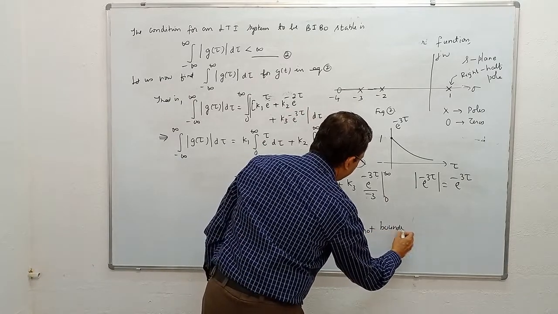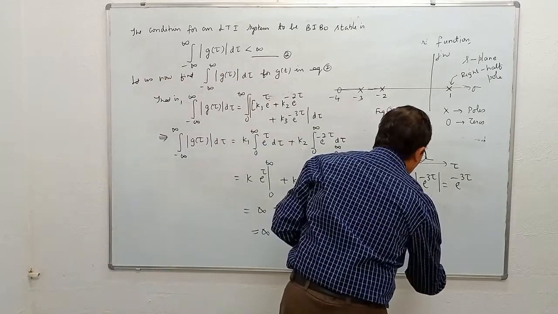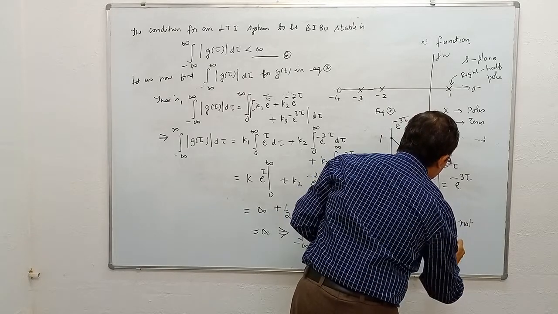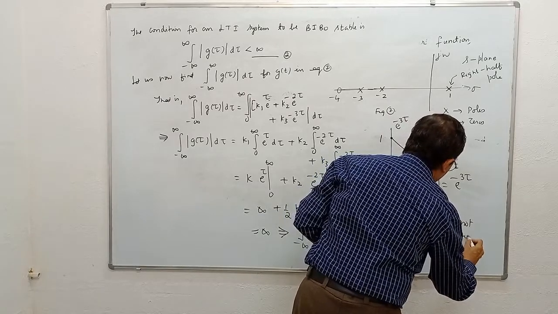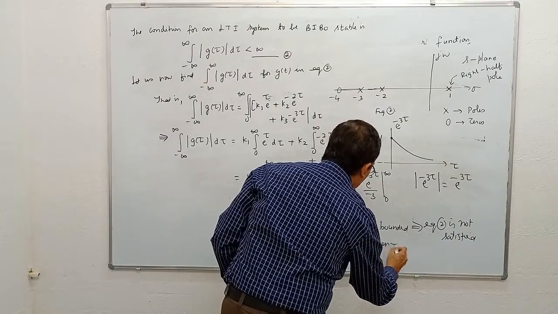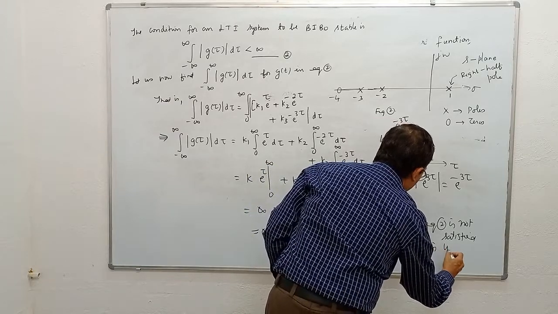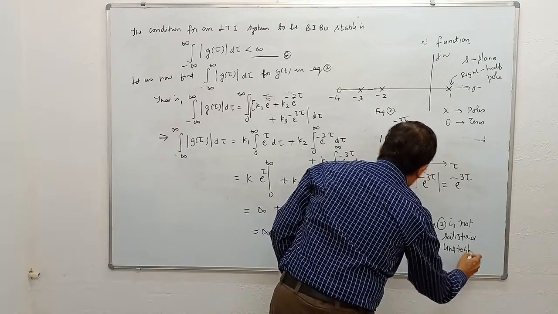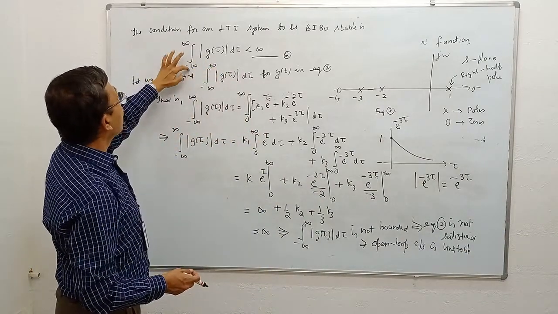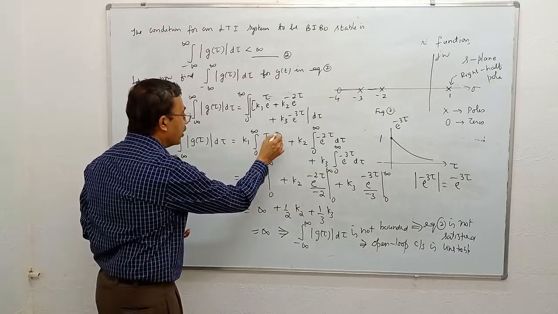Means unbounded, which means equation 2 is not satisfied. This implies equation 2 is not satisfied, which in turn implies the open loop control system is unstable. Why is the integral of modulus of g of tau d tau from minus infinity to plus infinity unbounded? Because of this integral.